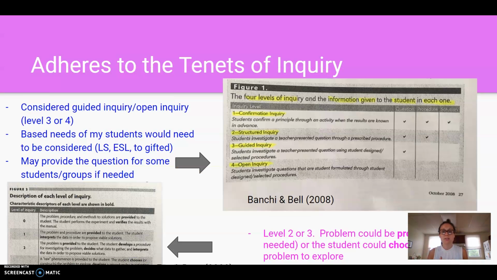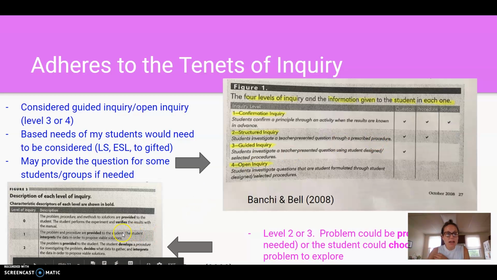And then how this adheres to the tenets of inquiry. I chose to use two of the different charts that were in our readings. The top one was by Banchi and Bell, and I said that this level of inquiry would probably be a level 3 or a level 4 based on student needs. So I don't think one size is going to fit all here for inquiry, depending on the students that you have in your classroom.